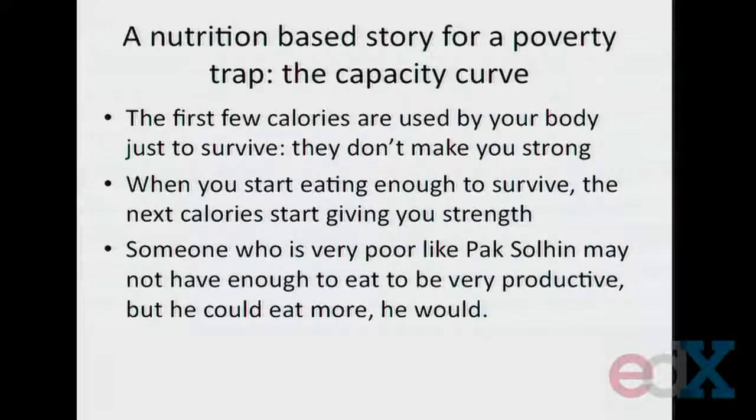So let's go through the biological poverty trap. I should say that it's one of the most ancient ideas in economics, a very old idea. It dates from at least the 1950s. And this is an old idea exactly in this form of the biology.